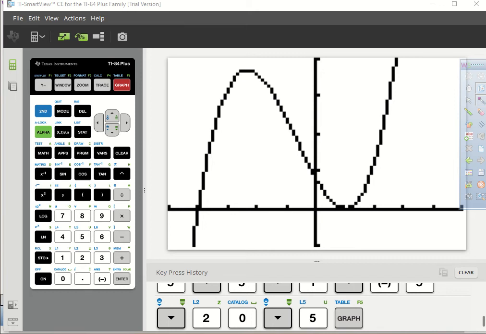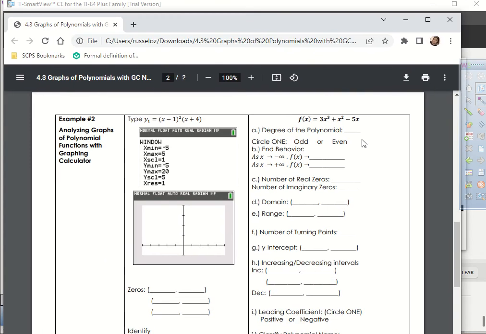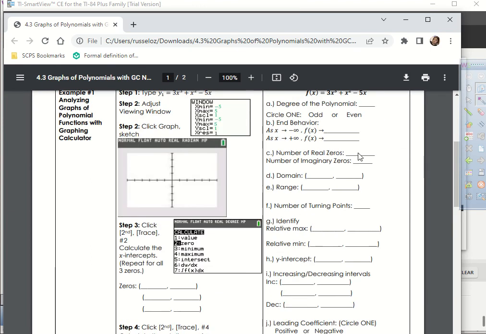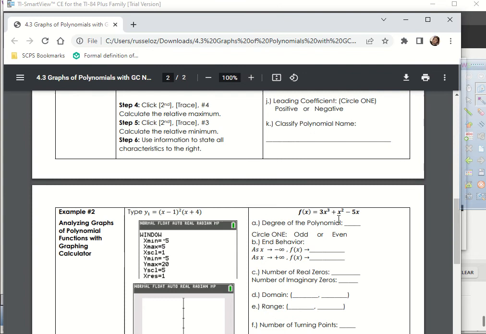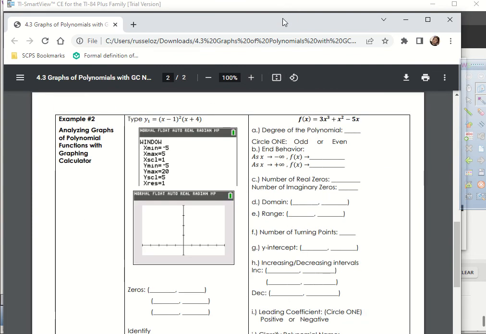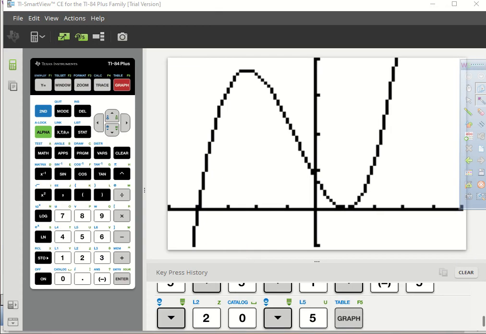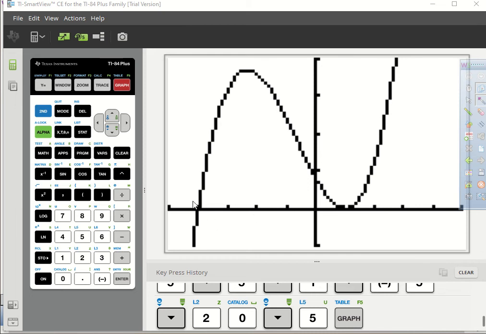Okay. Let's see. So I think we have a little bit of a typo on our notes. So this should say what this is, okay? I don't know why it says the old function there. You're just going to go ahead and change that, okay? So change that to this. Sorry about that. All right, so let's go ahead and look at the zeros.